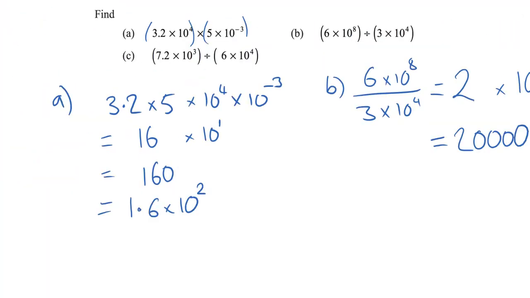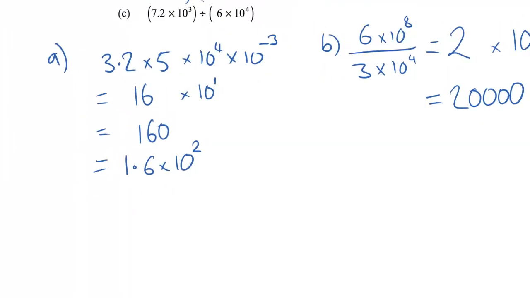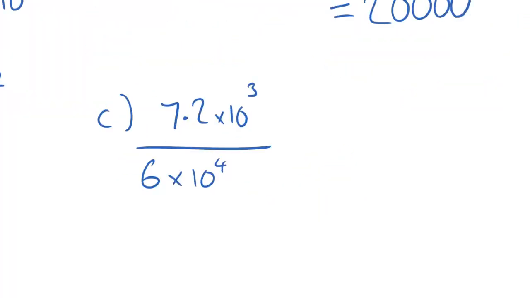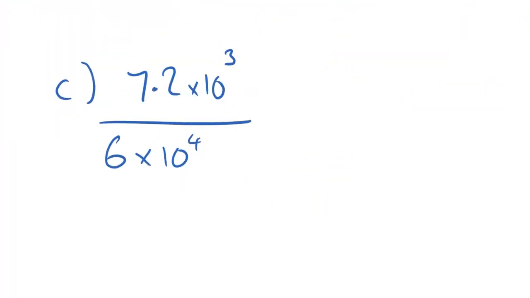Right, let's take a look at C. Now, C is a little more complicated. So let's have a think about this one. In C, we've got 7.2 times 10 cubed divided by 6 times 10 to the 4. Now, this is harder to do because it's very hard to see what 7.2 divided by 6 is. But what we could do is times both the numerator and denominator by 10 and keep that fraction the same.